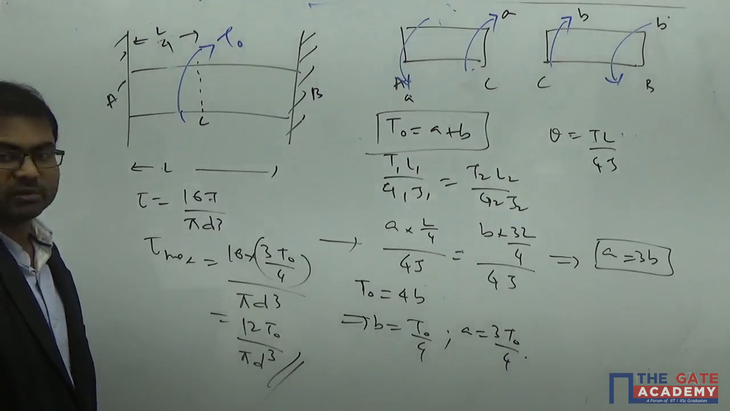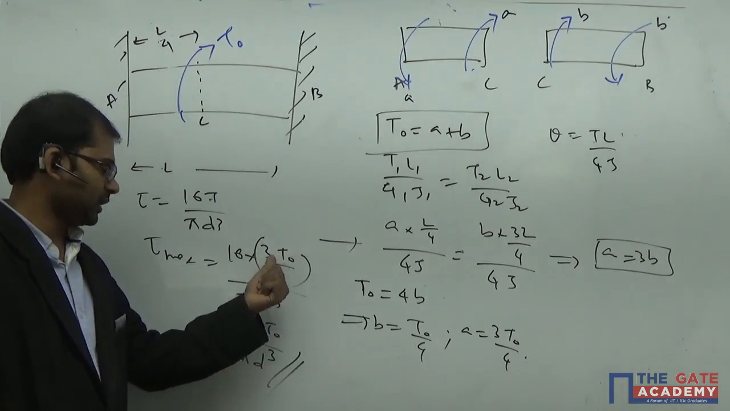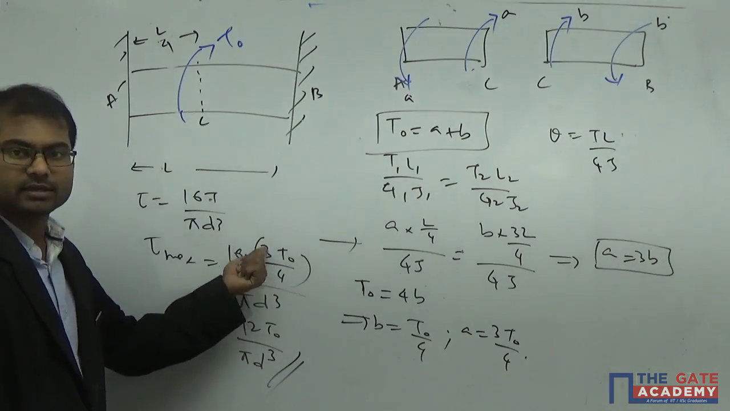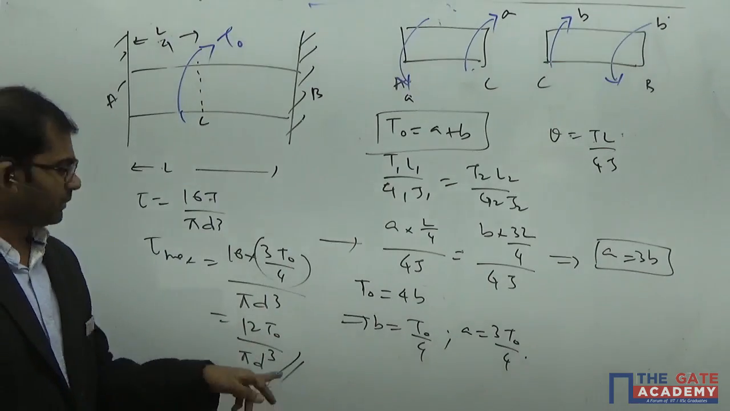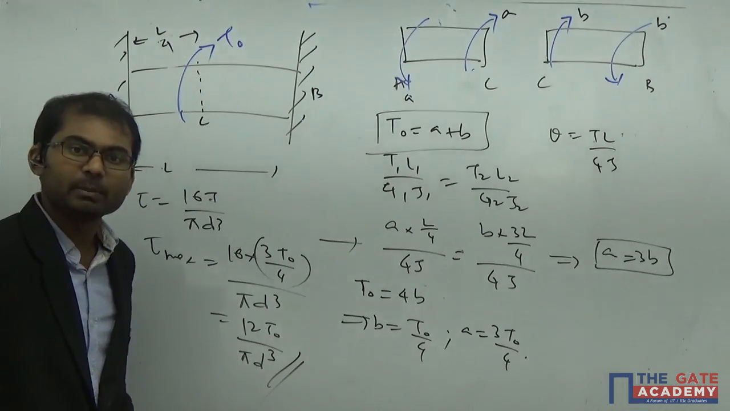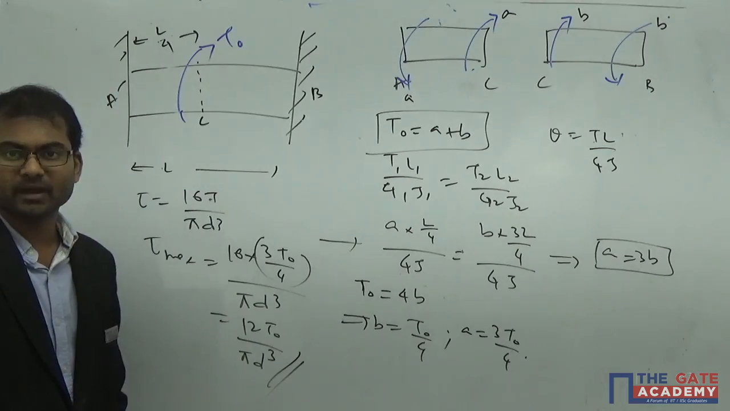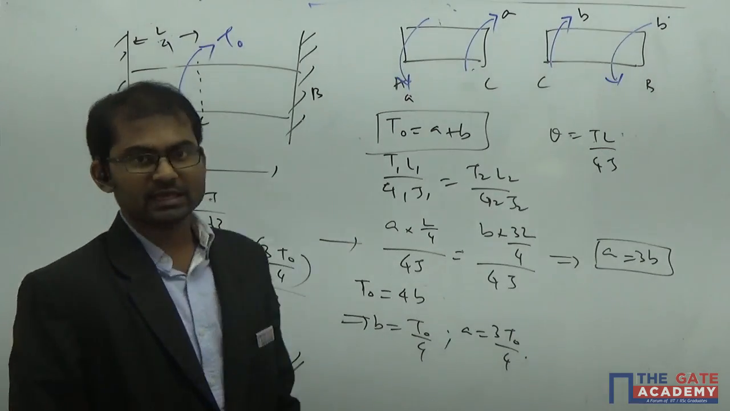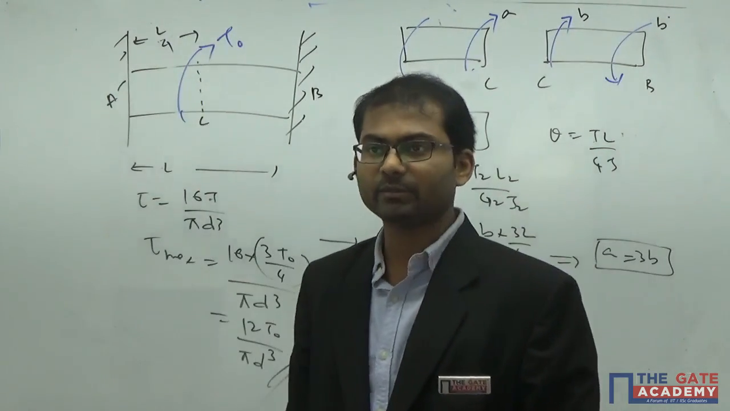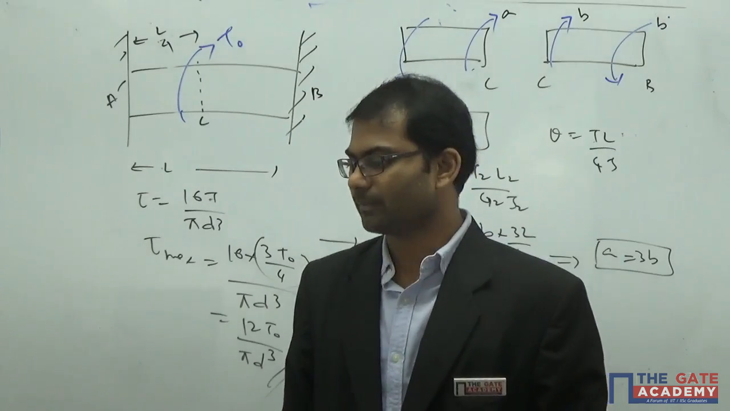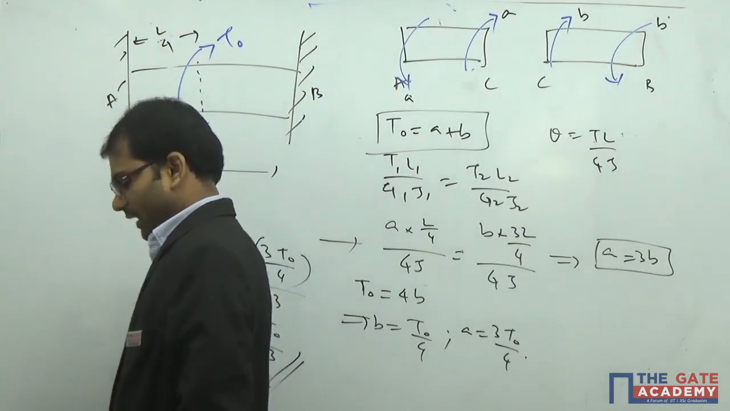If they ask regarding minimum shear stress, then instead of substituting 3 T naught by 4, you are going to substitute only 3 here. Understand? So this will become 4 T naught by pi d cube. So option D is the minimum shear stress inside the shaft, which is experiencing torque in a statically indeterminate way here. Understand? Clear? Any doubt in this one?